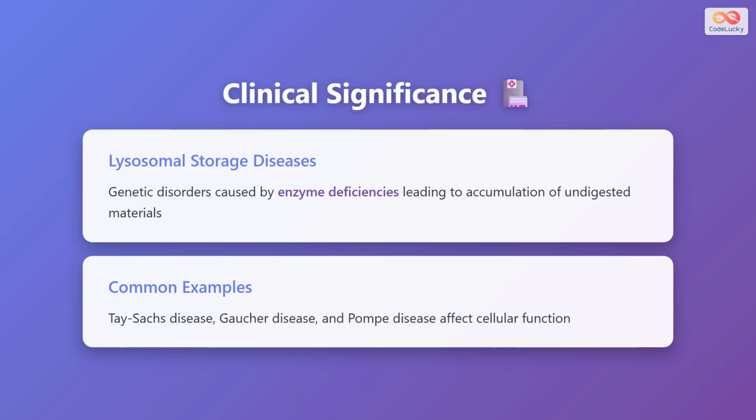Some well-known examples include Tay-Sachs disease, which affects the nervous system, Gaucher disease, which impacts multiple organs, and Pompe disease, which primarily affects muscles. These conditions highlight just how critical properly functioning lysosomes are for overall health.